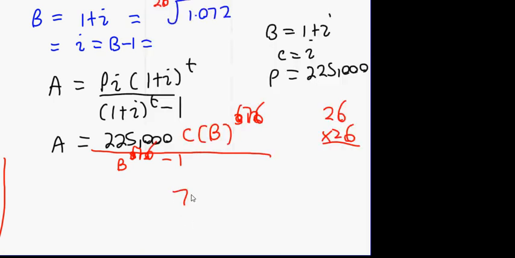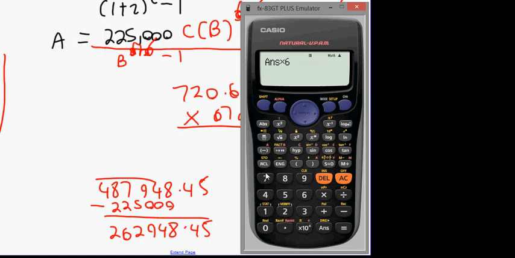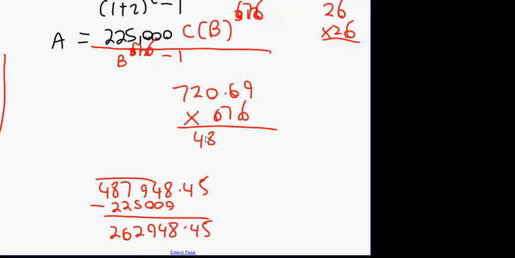So this 720.69 is what you pay every 2 weeks. Now you're going to do this, as we said, 676 times. So you multiply it with 676, and when you do that, what you get there is 487,187.37.